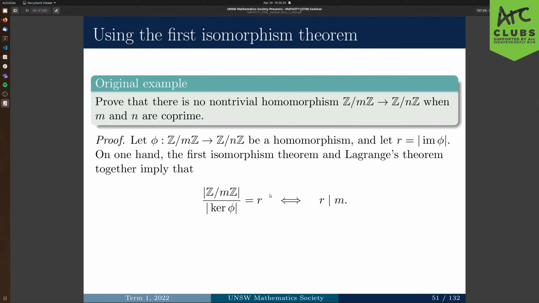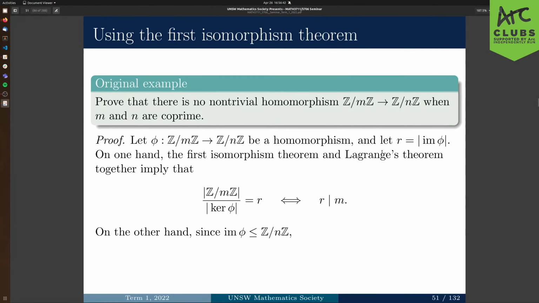So how do I now prove that this is going to divide N as well? Well, I can look at a theorem that I had a couple of slides back, which was that this image here, another way of looking at it, is that it's a subgroup of Z over NZ, right? So this image here is going to be a subgroup of Z over NZ.